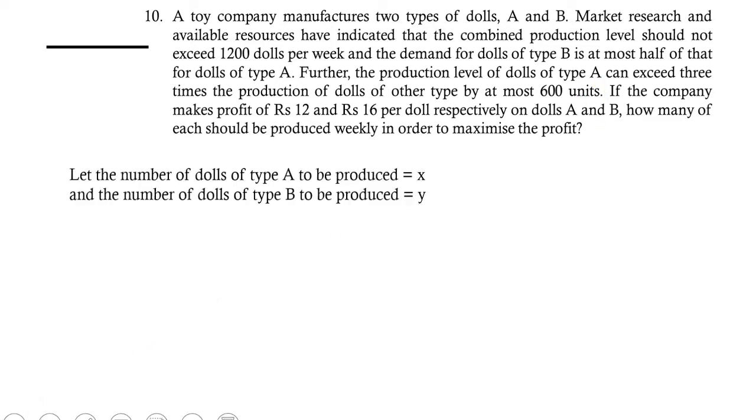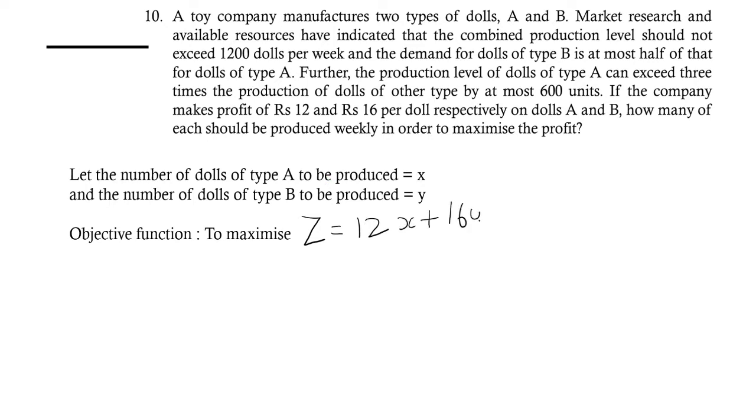First, let us assume the number of dolls of type A to be produced as x and the number of dolls of type B to be produced as y. Then the next step is we have to write the objective function. The objective function is to maximize Z, given the company makes a profit of rupees 12 on A and rupees 16 on B. So maximize Z equals 12x plus 16y.